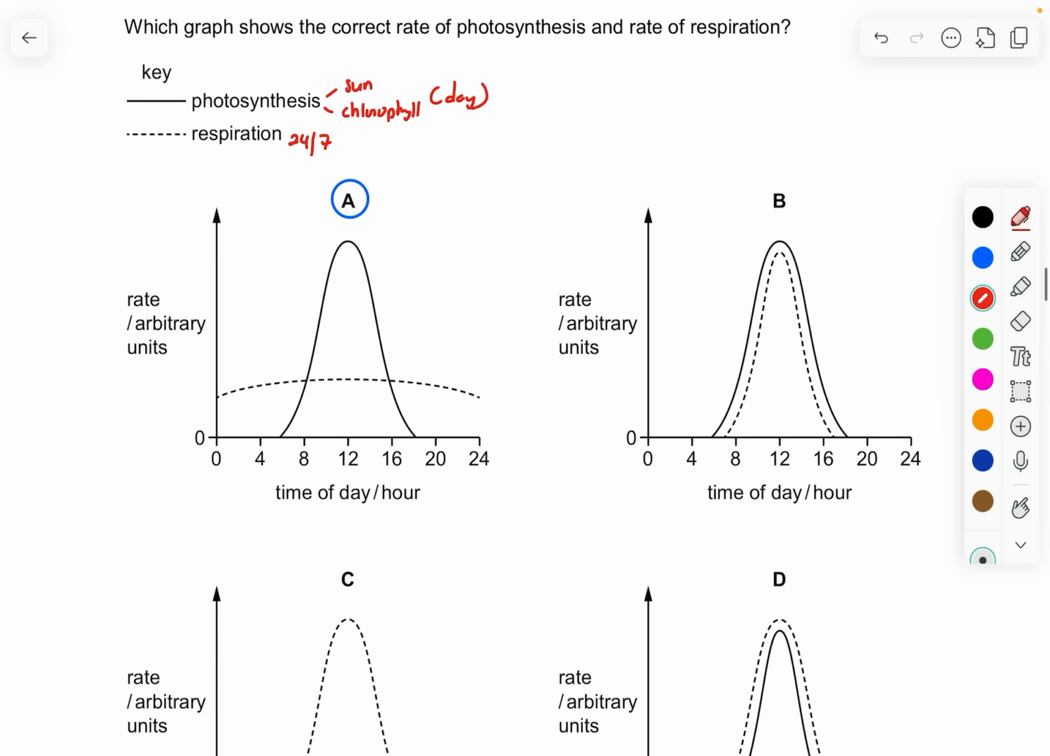But let's look at B. B has both respiration and photosynthesis at the same time at high amounts, and the rest during the dark is nothing. That is not possible. If during the dark there is nothing, it means the plant will die, because how is it going to survive during the night if nothing happens?